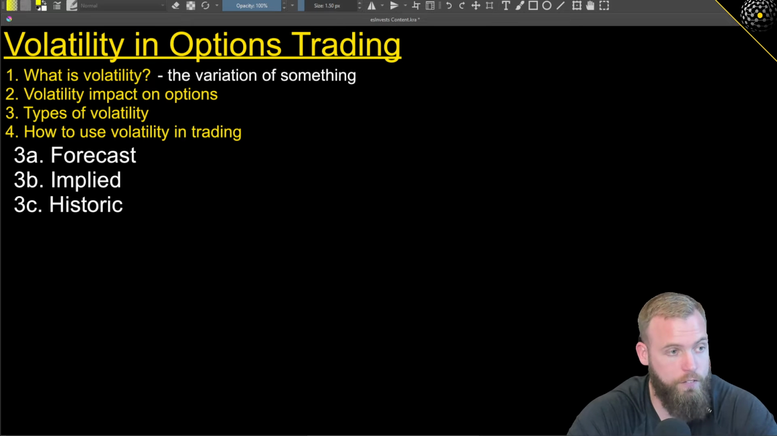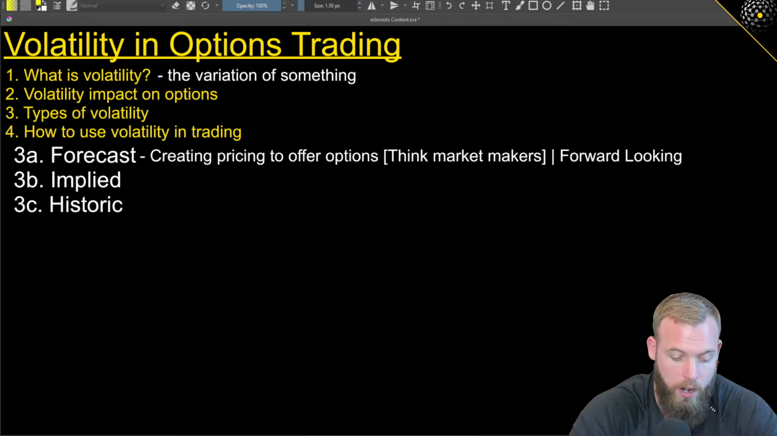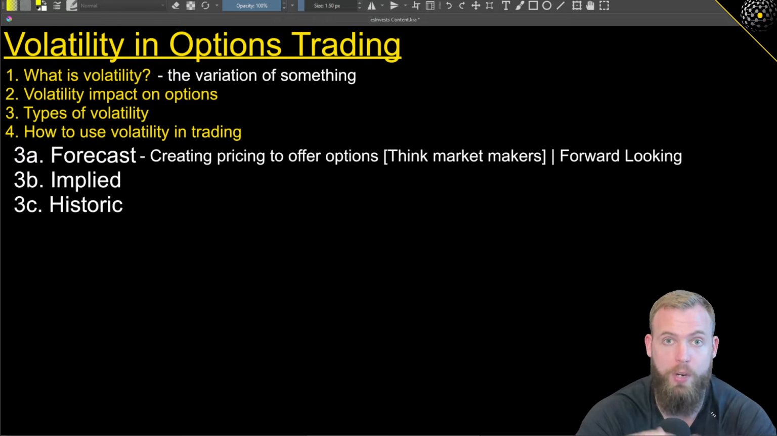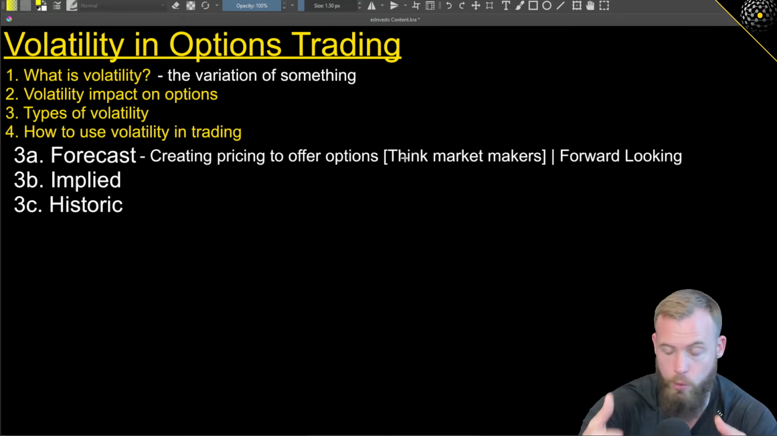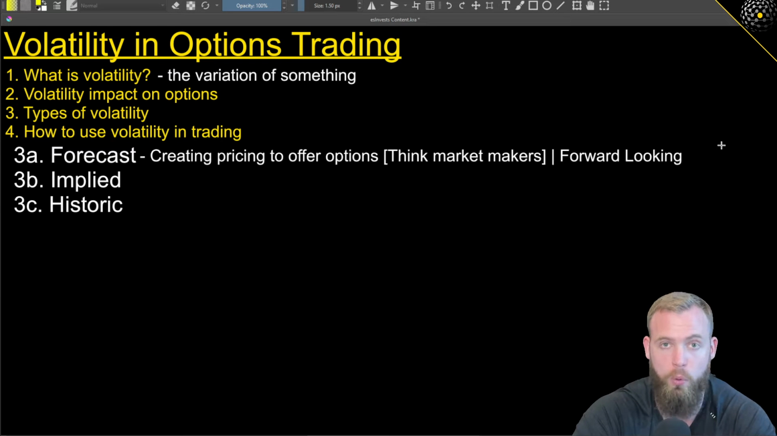But as I'm looking at a forecast, this is where somebody is creating what they think volatility should be. So this is if you have an options pricing model, if you're doing GARCH modeling with jump diffusion to capture different movements in volatility to figure out what you think volatility should be priced for a specific asset. So a great example of this is a market maker. They need to forecast volatility in order to figure out what to value the option at in order to offer the market. This is forward looking.